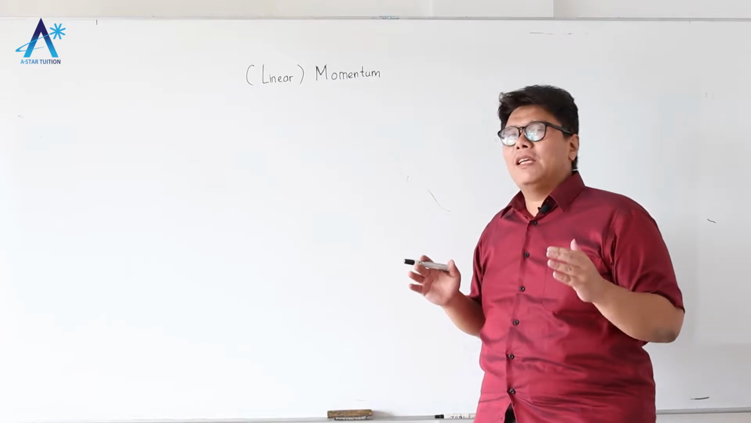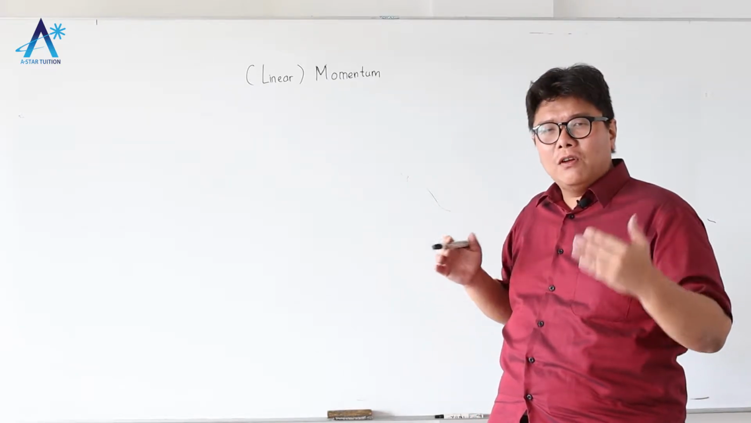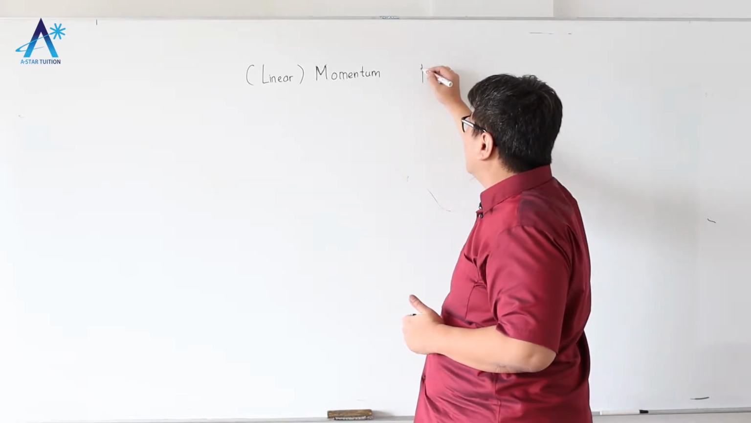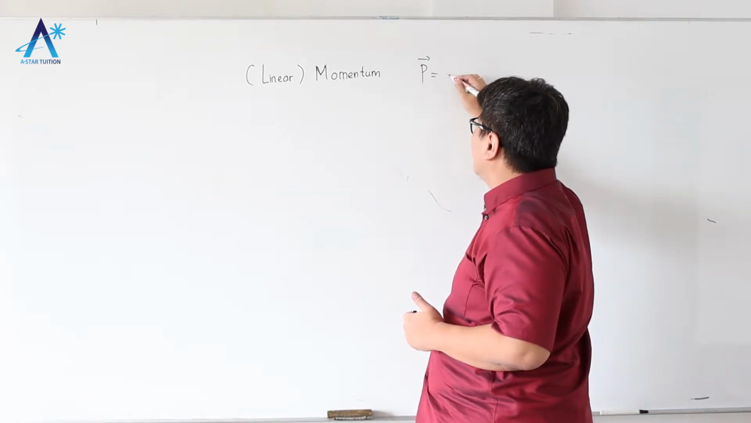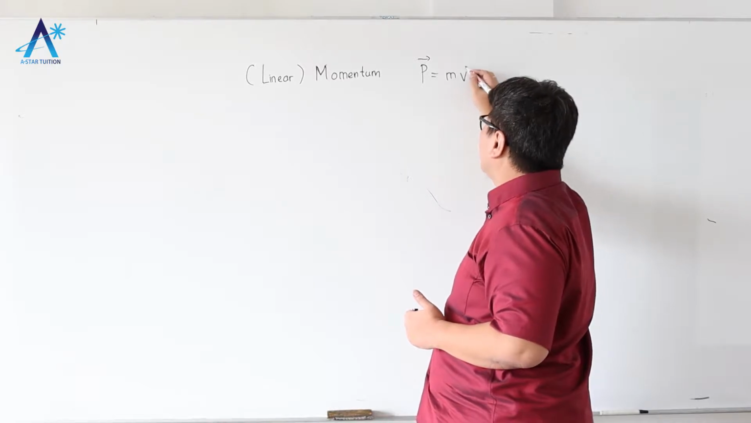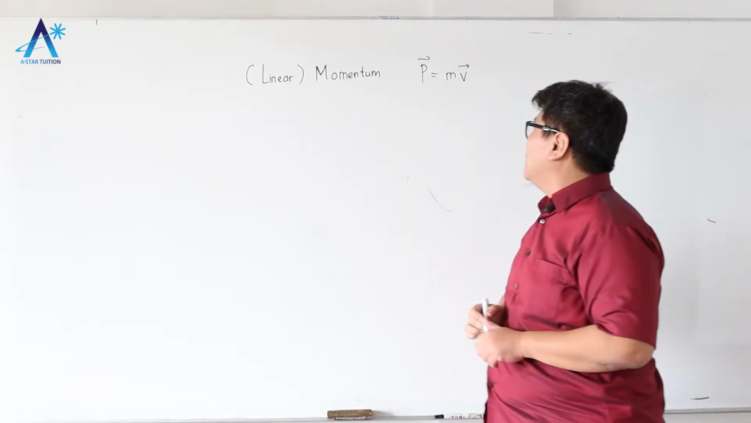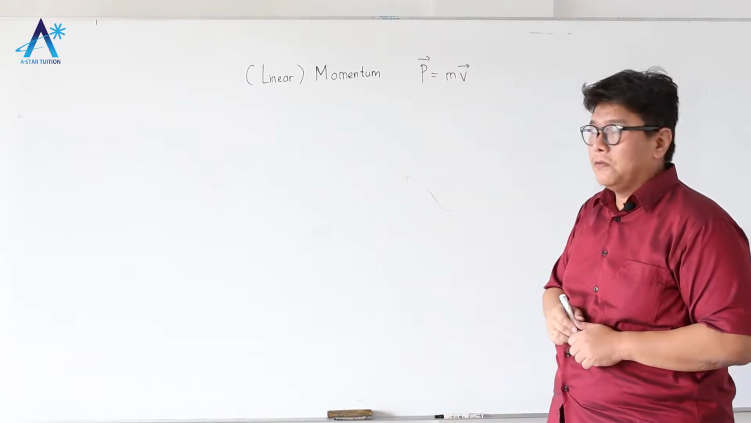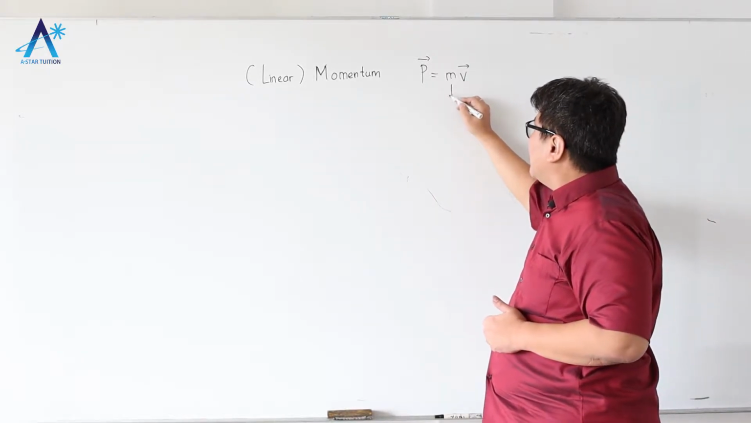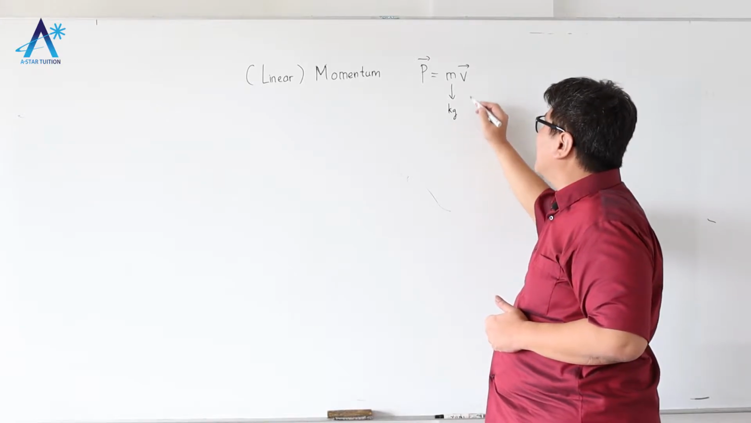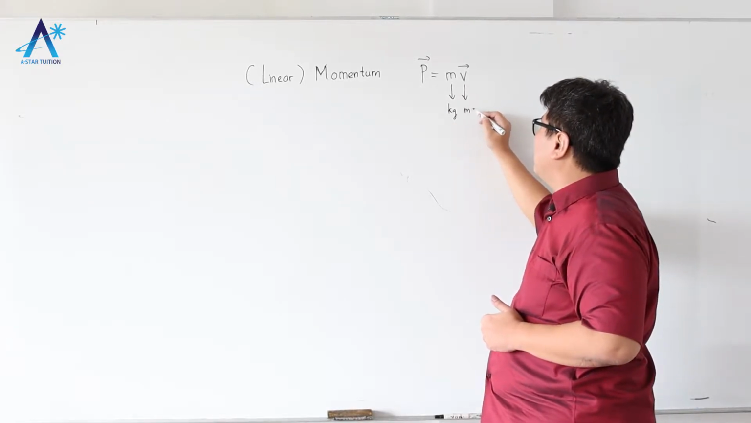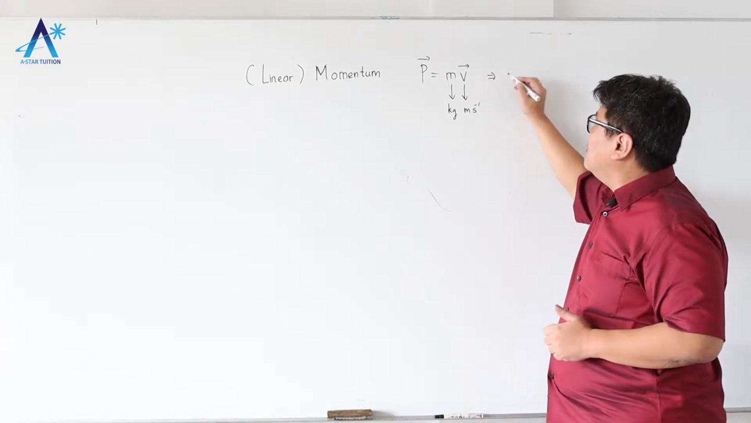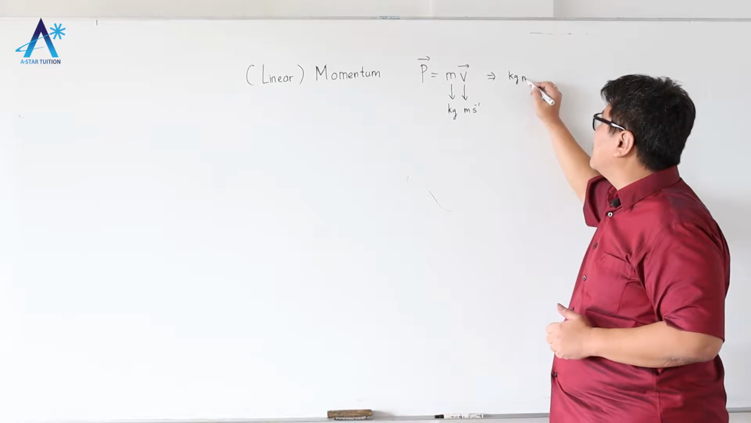Now, when an object has a mass of m and it moves with a velocity v in a certain direction, then we say that the momentum or the linear momentum of that object is equal to simply mass times the velocity vector. So this is quite simple. Now let's look at the units involved. Mass has a unit of kilogram and velocity has a unit of meter per second. So momentum has a unit of kilogram meter per second.